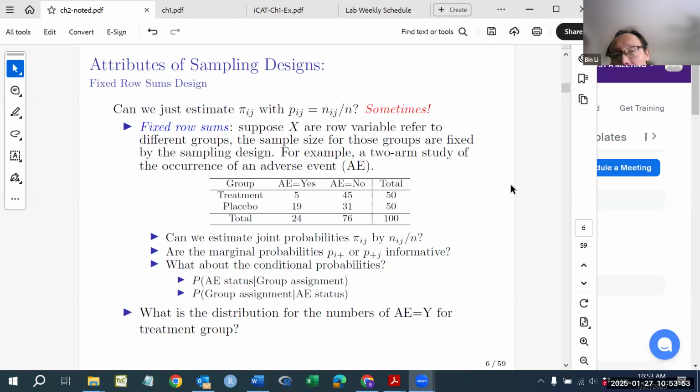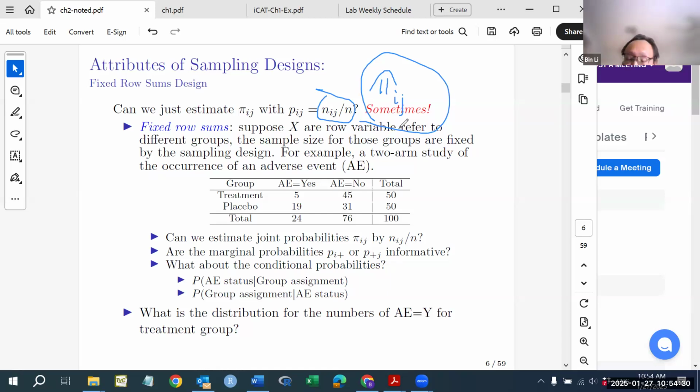Okay. So a question: can we always use the Nij divided by N to estimate the pi ij? So can we always use this one to estimate the joint probability pi ij? Not always, sometimes.